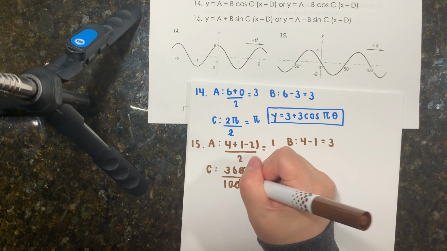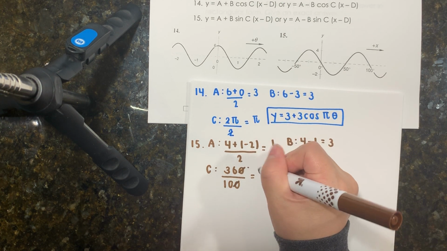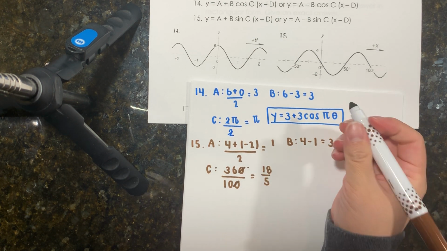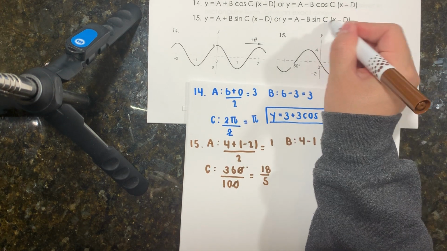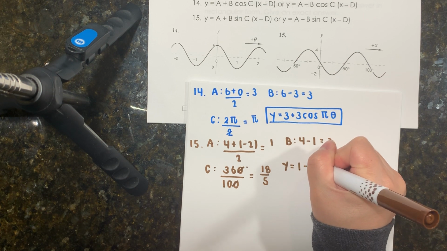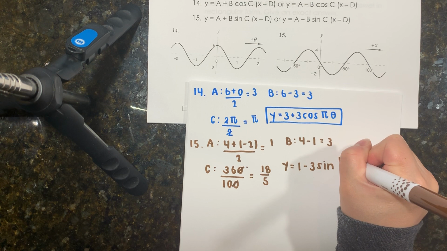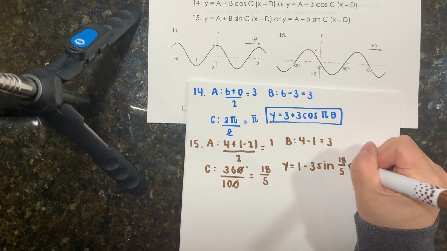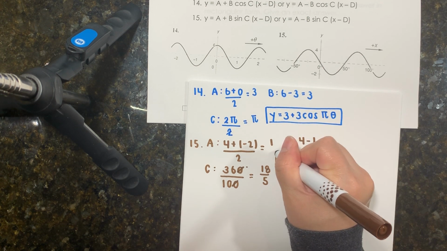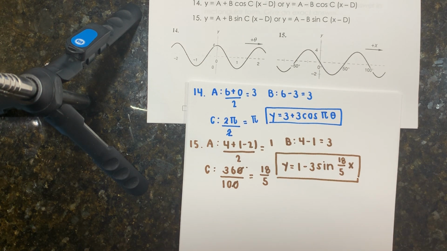And the zeros are going to cancel. So you could leave this as a fraction, and I think that's what they do in the book. So that would be 18 over 5. So your answer, again, it's a negative sine function, so you're going to use this equation. Y is equal to a, which is 1, minus b, which is 3, sine c, which is 18 over 5. And then there's no phase shift, so your answer would just be x. And that concludes number 15.